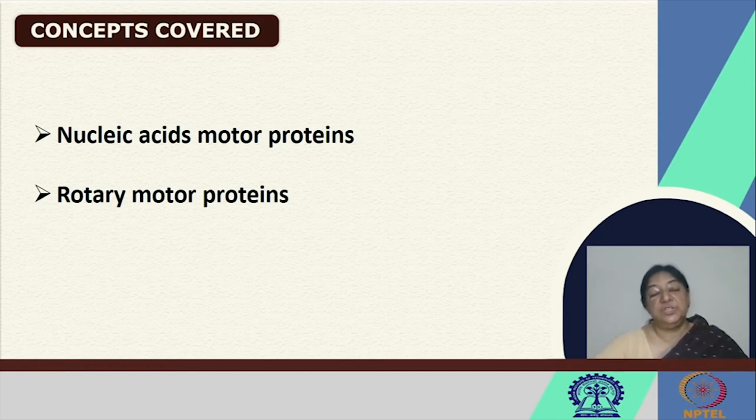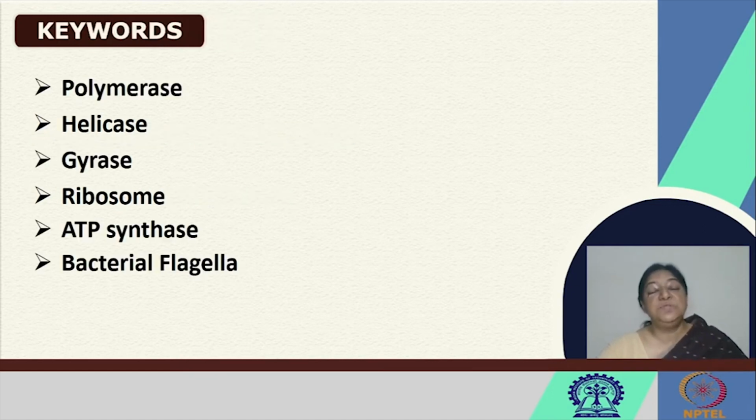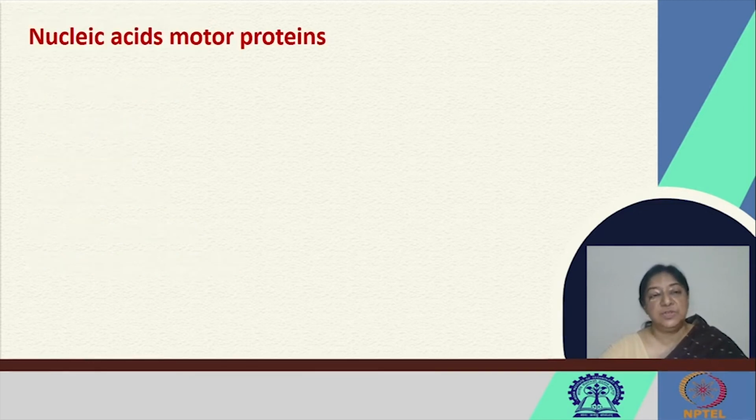In this lecture, we will be looking at nucleic acid motor proteins and an example of a rotary motor protein. The different types of proteins are the polymerase, the helicase, the gyrase, the ribosome, ATP synthase, and bacterial flagella. This is what we will cover in this lecture. When we look at nucleic acid motor proteins, the name implies that they are motor proteins that are involved in the movement of DNA and RNA.